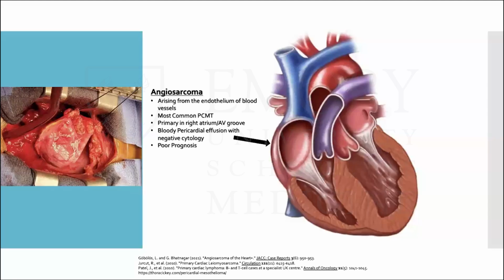And they actually have a predilection for the right atrium and the AV groove, and they can often extend to the pericardium. And that's kind of what we saw in our patient before. And what likely happened in our patient before is actually a common finding in angiosarcomas, that they cause a bloody pericardial effusion with negative cytology. These tumors are very aggressive, and they have a very poor prognosis, which I'll go into later.